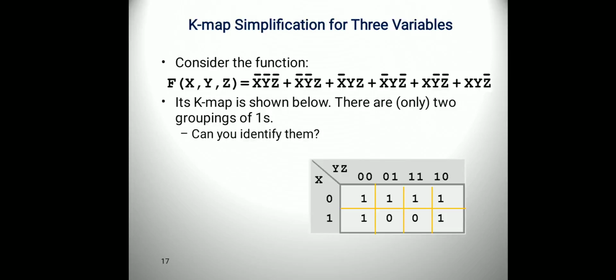Can you find the adjacent ones? How many groups? Guess. Here these 4 ones in the first row are all adjacent to each other, meaning one quad.